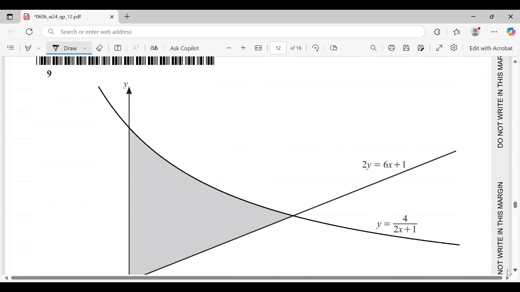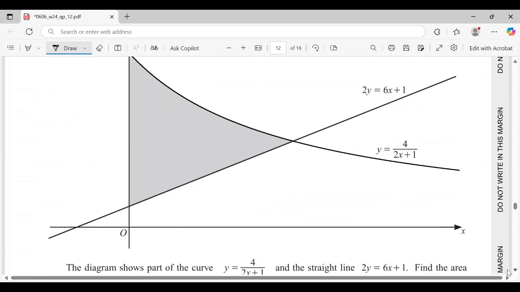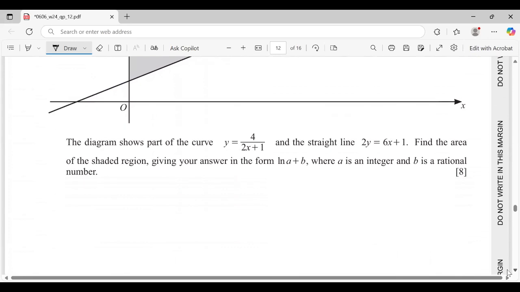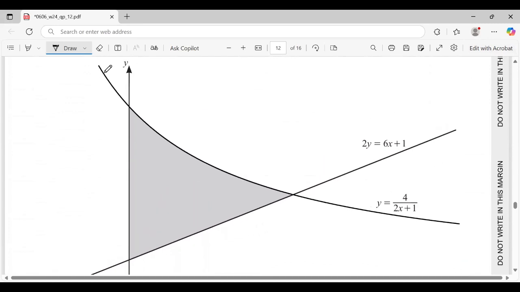Number 9. Look at this graph. The question is based on this graph. The diagram shows part of the curve y equals 4 over (2x plus 1) and the straight line y equals 6 minus 6x. So this is the straight line and this is the curve of y equals 4 over (2x plus 1).